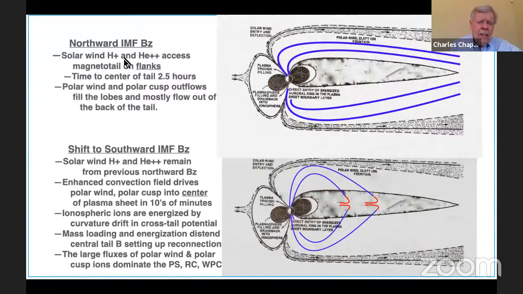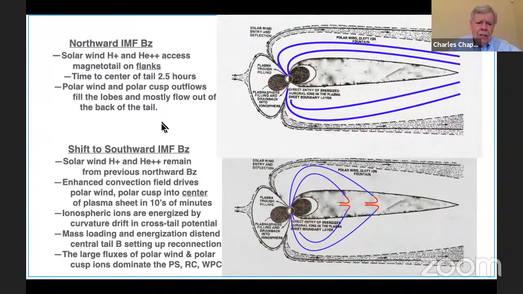So the solar wind has been accessing the magnetotail on the flanks with H+ and He++. The time from the bow shock in is about 2.5 hours. The polar wind and polar cusp outflows, as the blue lines show, have no convection field, no cross-tail potential, at least not very much, and they flow out of the tail of the magnetosphere. They don't affect the plasma sheet.